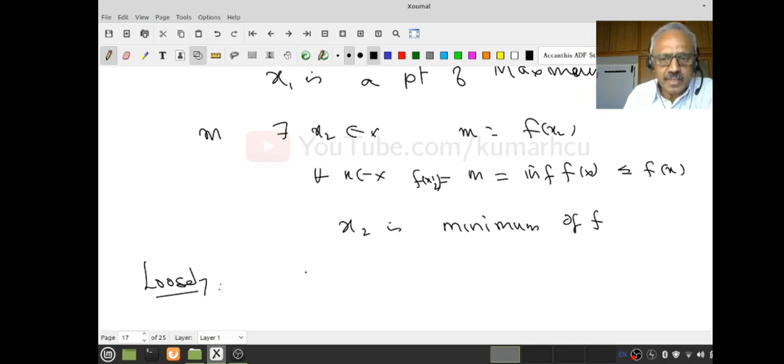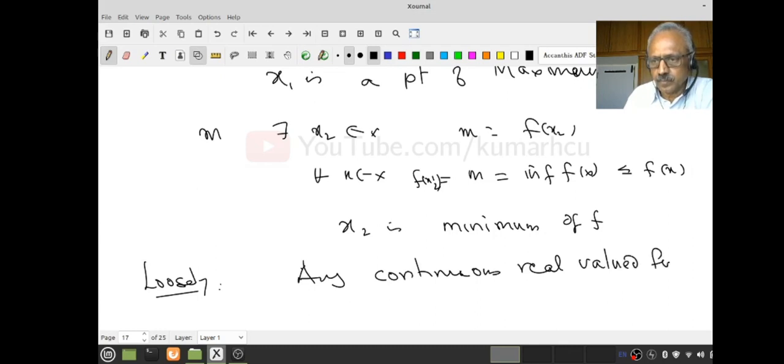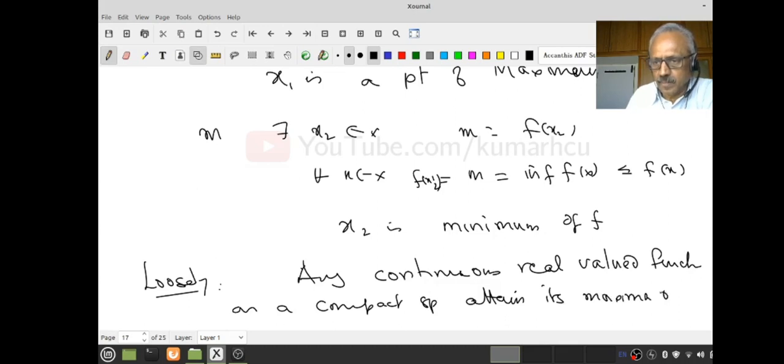So this is what you loosely say: that any continuous real valued function on a compact space attains its maxima and minima.